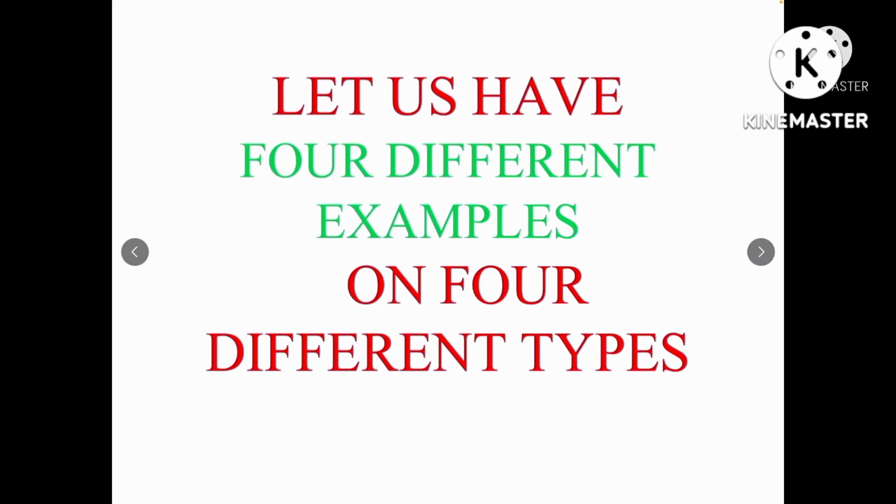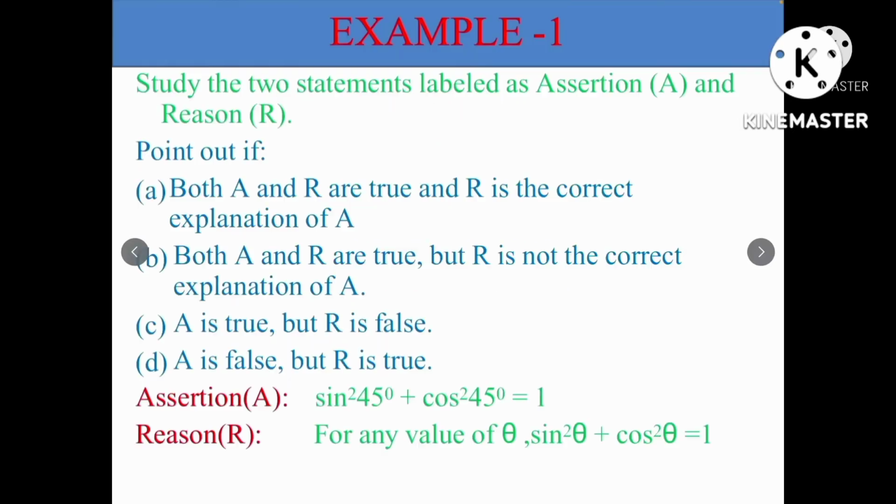Let us have four different examples and four different types. What we saw in the alternatives, there are four different types. Both A and R are correct, and R is the correct explanation of A. Second alternative is both A and R are correct, but R is not the correct reason for A. And the third one is A is true but R is false, and the fourth one is A is false but R is true. Let us have four different examples and four different types.